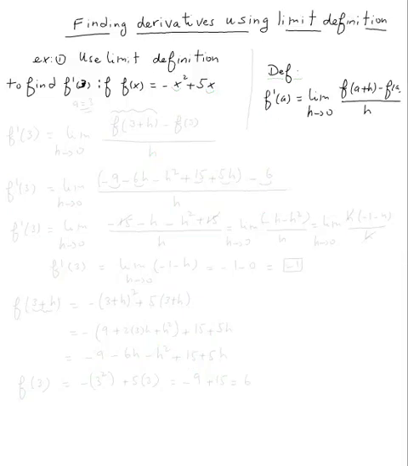The topic is finding derivatives using the limit definition. So the definition is right here. The definition says f prime of a is equal to the limit of f of a plus h minus f of a, divided by h, as h approaches 0. So let's do example 1.